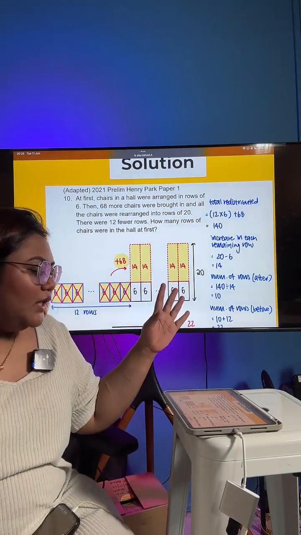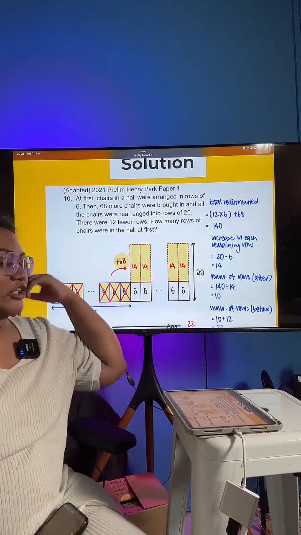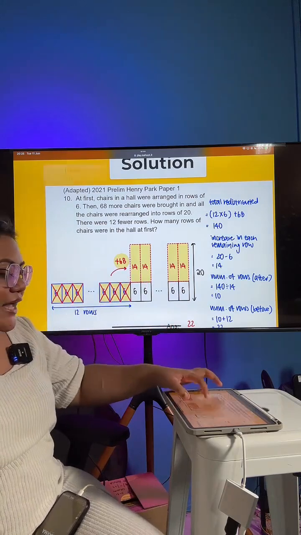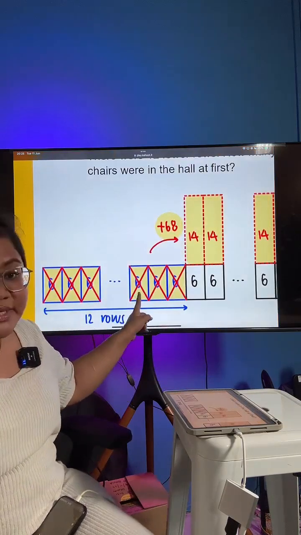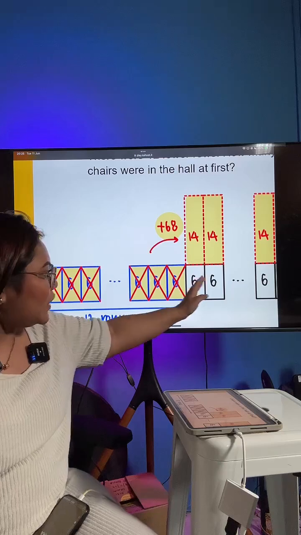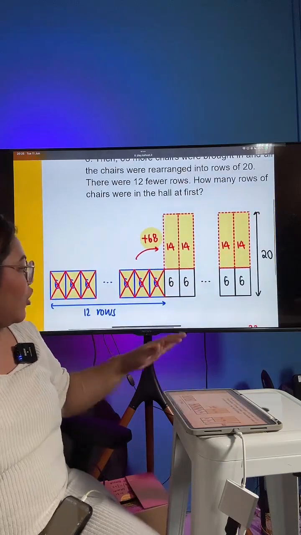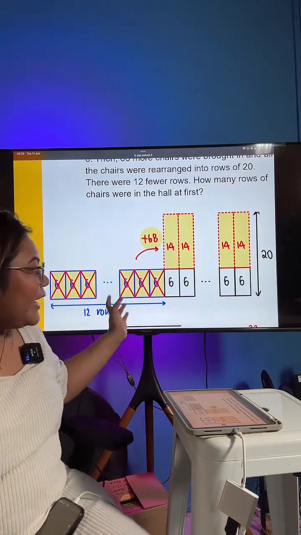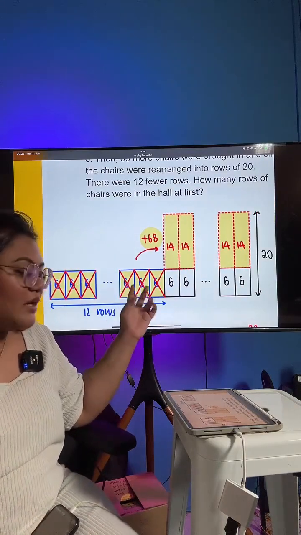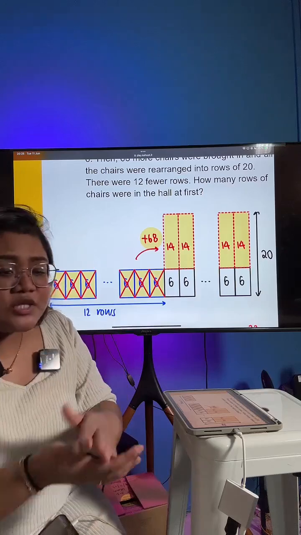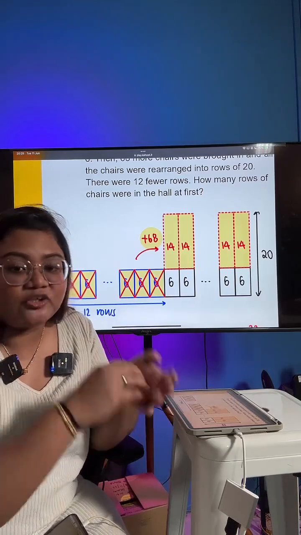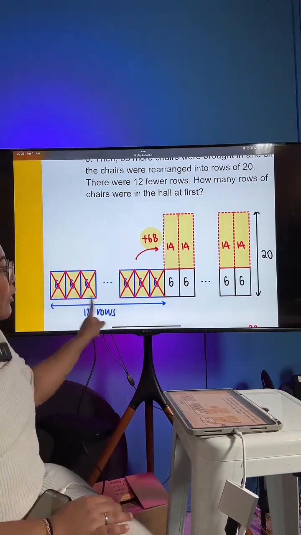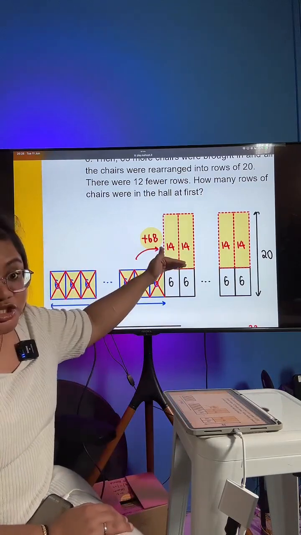So, first of all, there were chairs arranged in rows of 6, right? So each row got 6, 6, 6, 6, 6. I don't know how many rows, yeah? But later on, I take 12 rows, take away the chairs here, and I redistribute it, okay? Because there are 12 fewer rows. So these 12 rows of 6 chairs cannot just disappear, right? So what we want to do is to take 12 times 6, find out how many chairs are rearranged, okay?